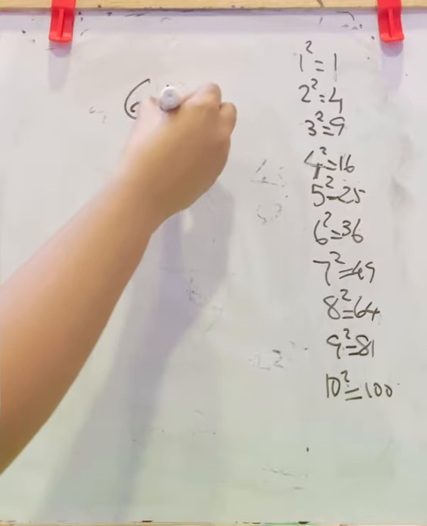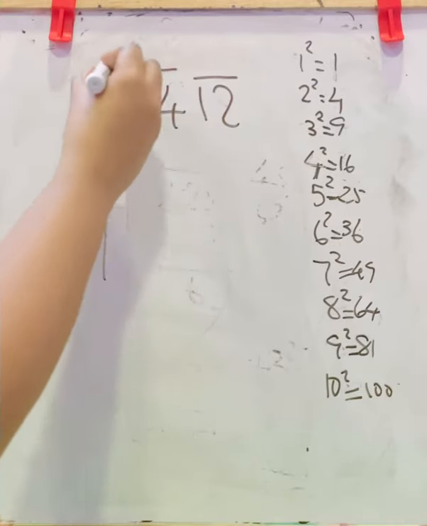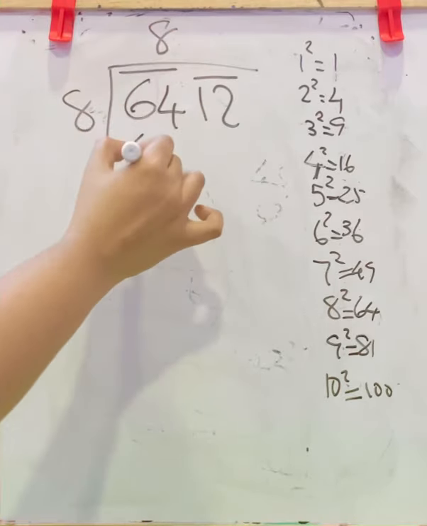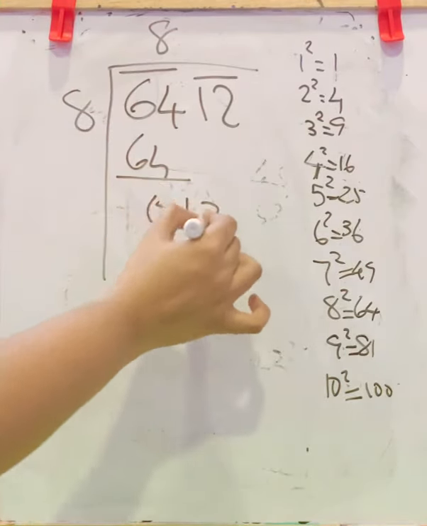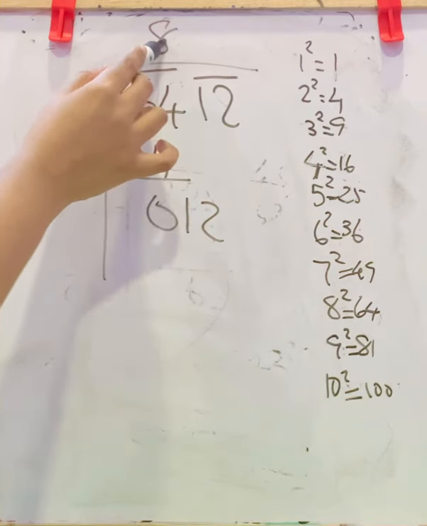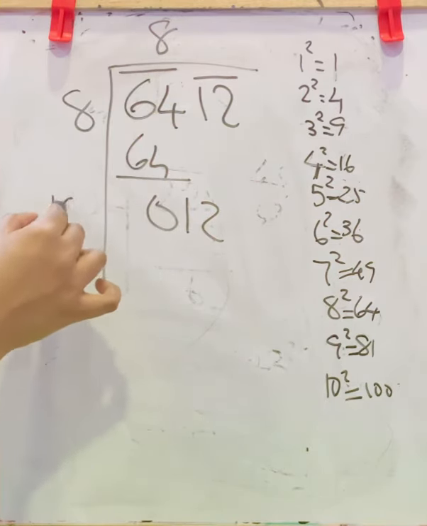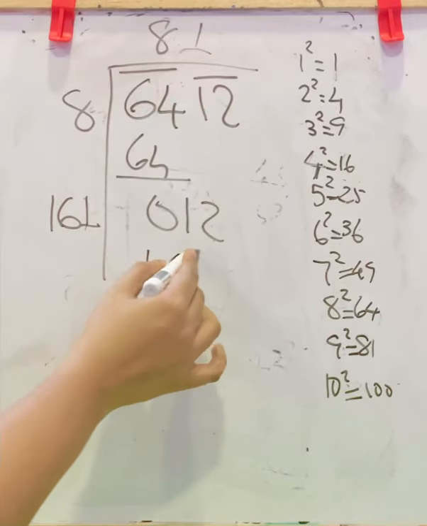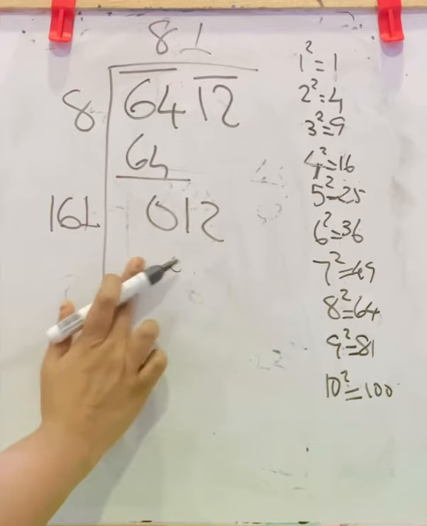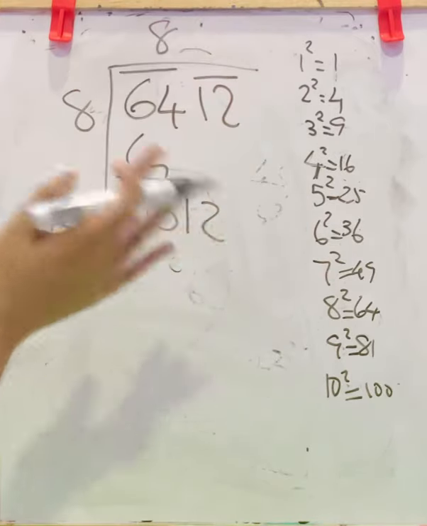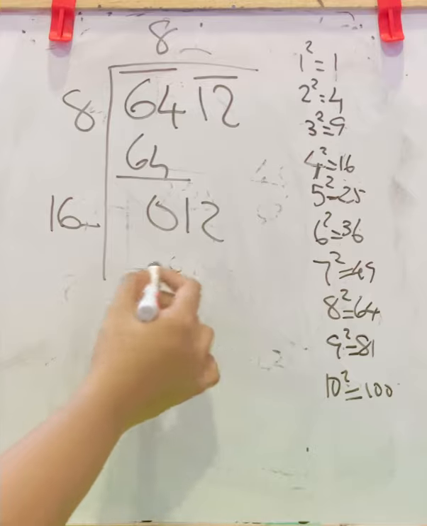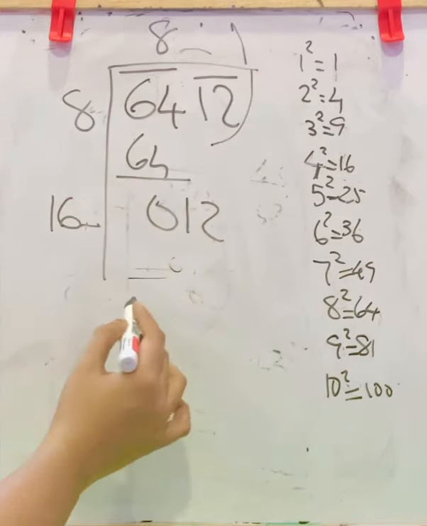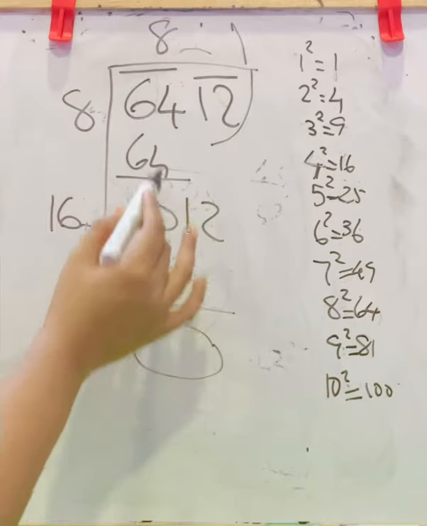Next, 6412. Pair it. Now 64, it is 8 square. So 8 8s are 64. Balance is 0. Carry down this 12. Double this 8. 8 into 2, 16. Dash and dash here. If you put 1 here, you can't proceed because this is greater than this number. But you can't stop here. In the previous questions, you stopped here when you got a remainder because we had already done it till the end. But here you have to fill this.